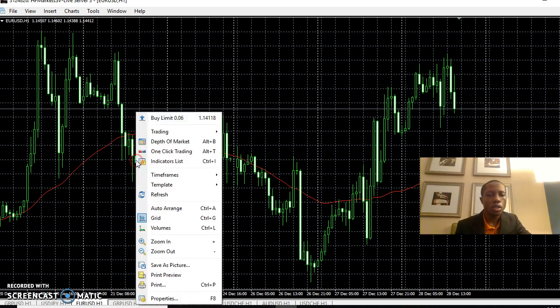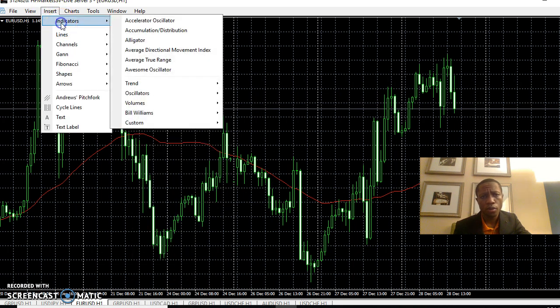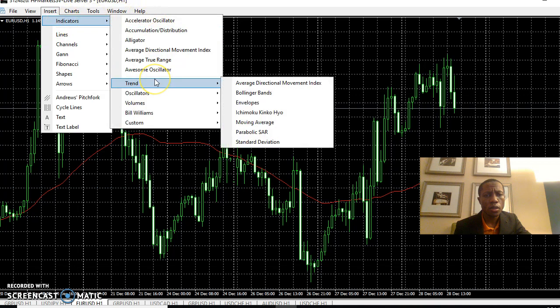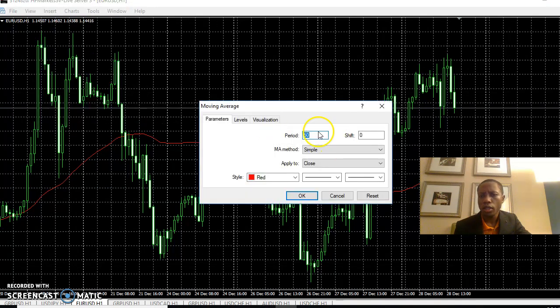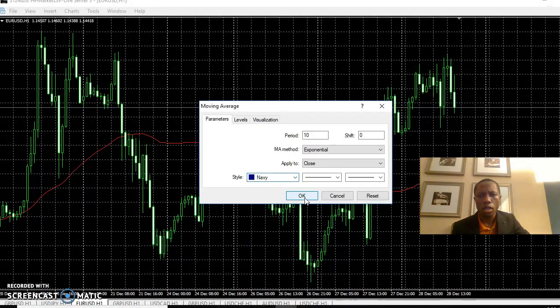Let's continue from where we stopped, in the indicators. Now you look at the trend. Click here. I want to be short and precise because I have lots of things to do. We have the 10. You need to change this to exponential. You see, change the color. The color should be, let's say, blue. You understand what I'm saying? Click OK.